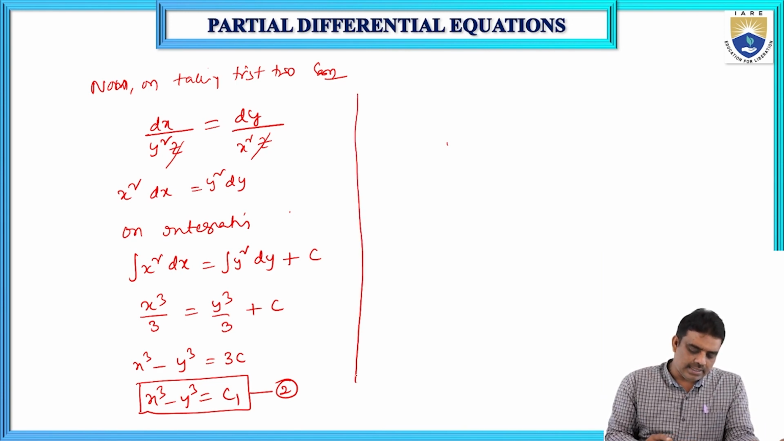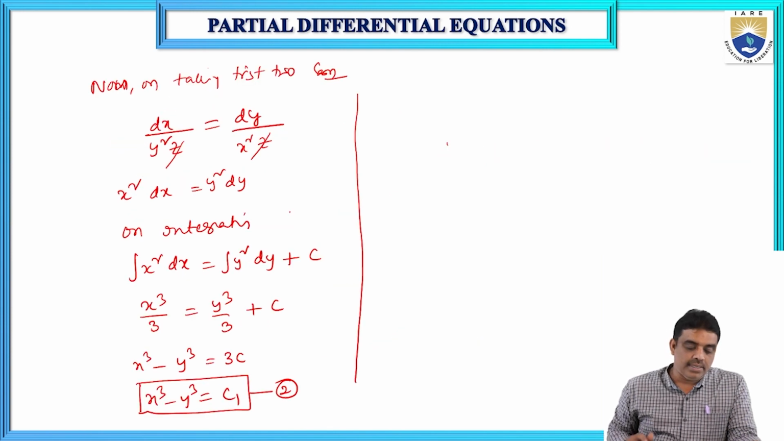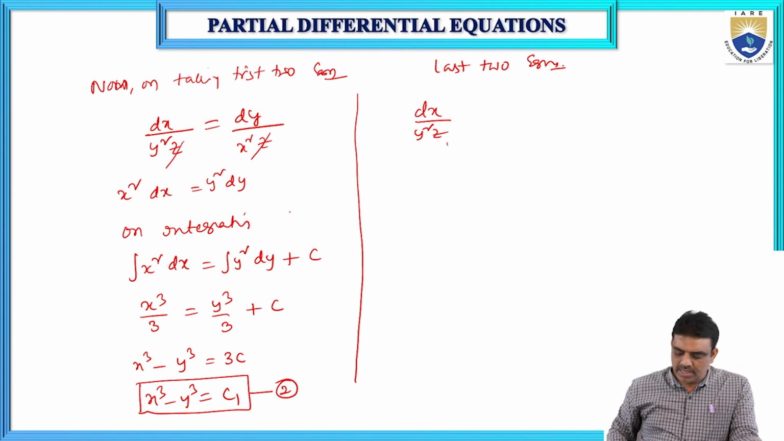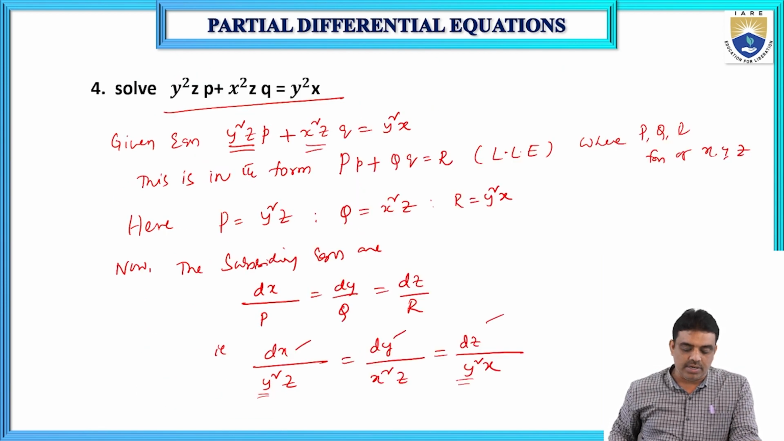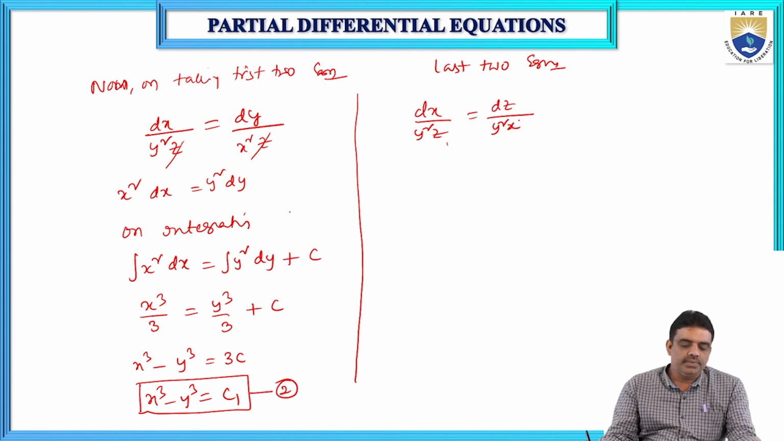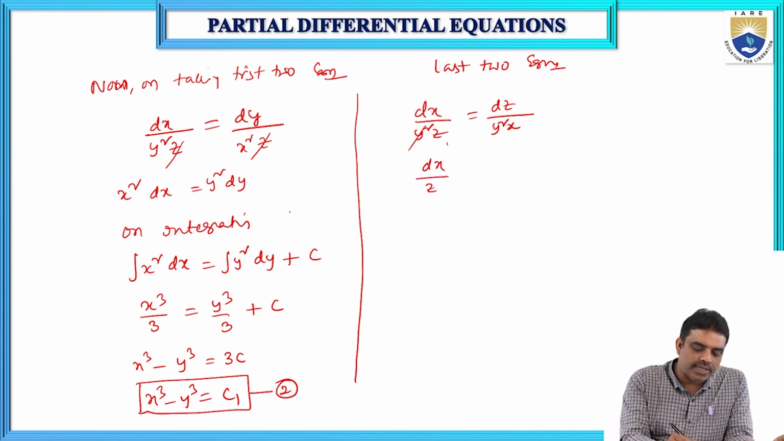Similarly, on considering the first and last, because y square will be the common term that will be cancelled out, then you will get the terms in x and z. So I will consider the last two. On taking the last two equations, dx by y square z is equal to dz by y square into x. Or I can write it as dx by z, y square cancels on both sides, is equal to dz by x.